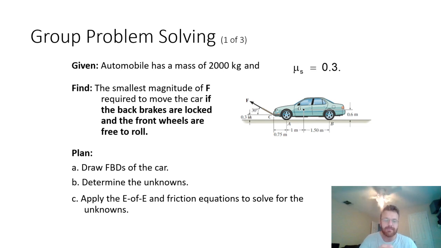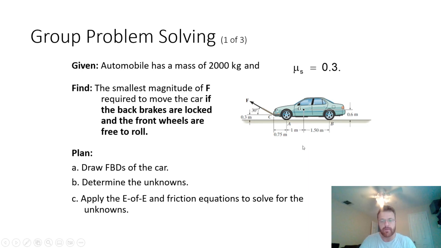Now, part of being good at this problem is understanding how those restrictions summarized there, the back brakes being locked and the front wheels free to roll, actually manifest themselves in a free body diagram, which we'll see here in a minute. So before we actually draw this free body diagram, let's think about what's going on. We have the actual weight of the car, which we can compute given the mass by multiplying by the constant acceleration due to gravity.